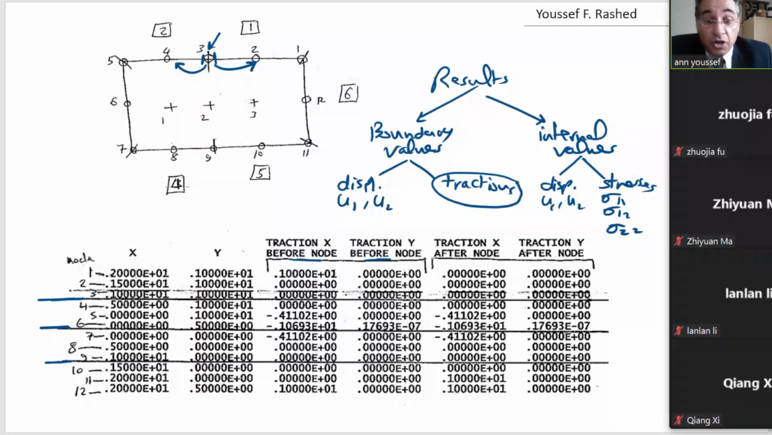So, if we read these traction values here, for example, here in the third node, where can I see this one? Okay.